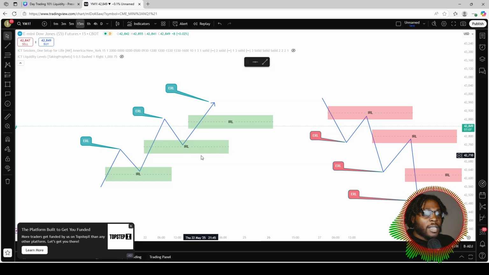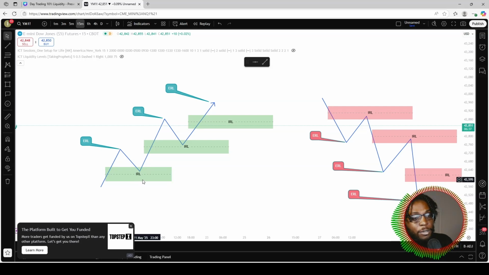So another way you could look at it, all of these points are areas of liquidity. This right here is external range liquidity because it's a high, right? And it's on the outside of the market structure because that's the high. So old highs are going to be your external range liquidity. Your internal range liquidity is going to be like the fair value gaps that we're looking to get into. So that's why you see the IRL.